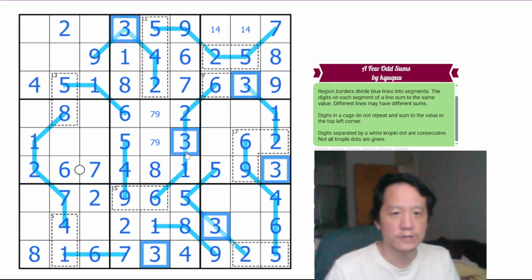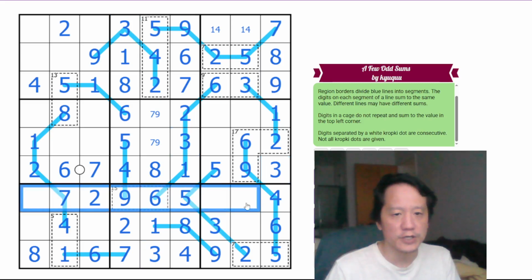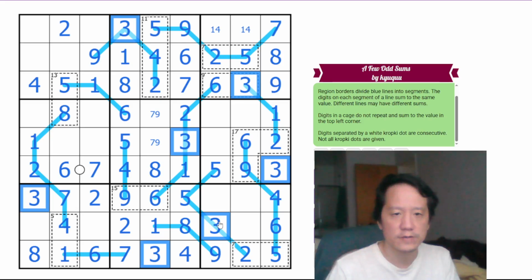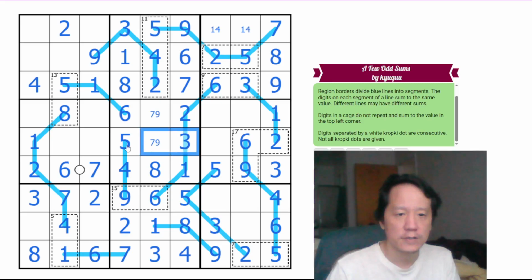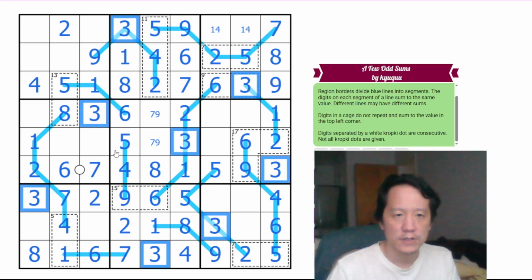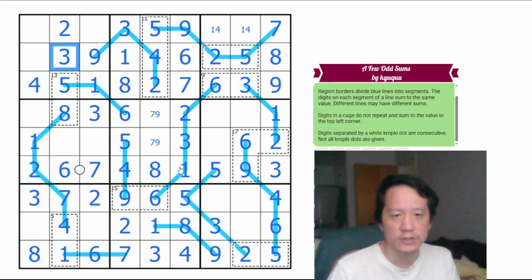Twos are done. Threes. Where is the 3 in row 7? Can't be here because of the 3 in the box, and these are all filled out, so it must be here. This is a 3. Where's the 3 in row 4? Can't be here, can't be here because of the 3's in the rows and columns, so it must be here. And we now have 8 3's. We know where the last one is. It has to be here.